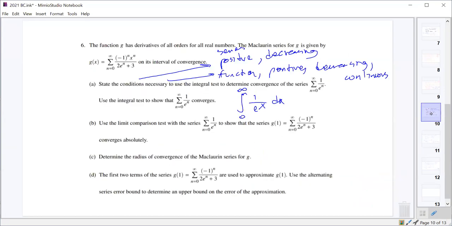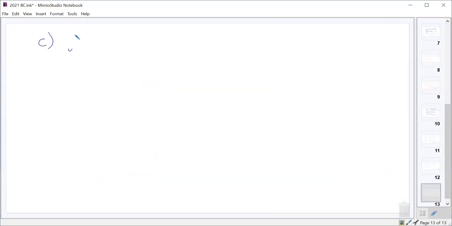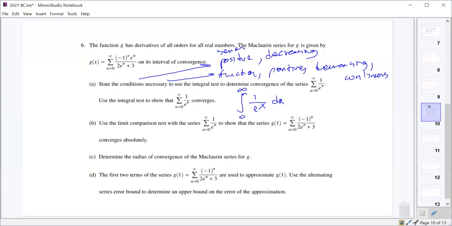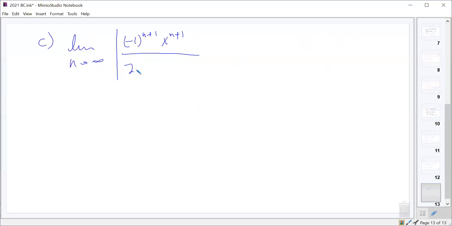All right, part C, determine the radius of convergence for G. Okay, so in order to find the radius of convergence for G, what test are we going to use? Ratio test. So we're going to do the limit as n approaches infinity of the absolute value of the n plus first term, negative 1 to the n plus 1, x to the n plus 1 over 2e to the n plus 1 plus 3, and then times 2e to the n plus 3 over negative 1 to the n x to the n.